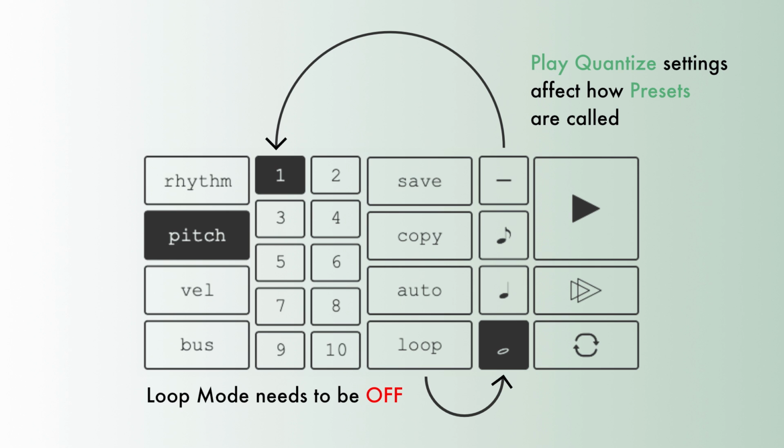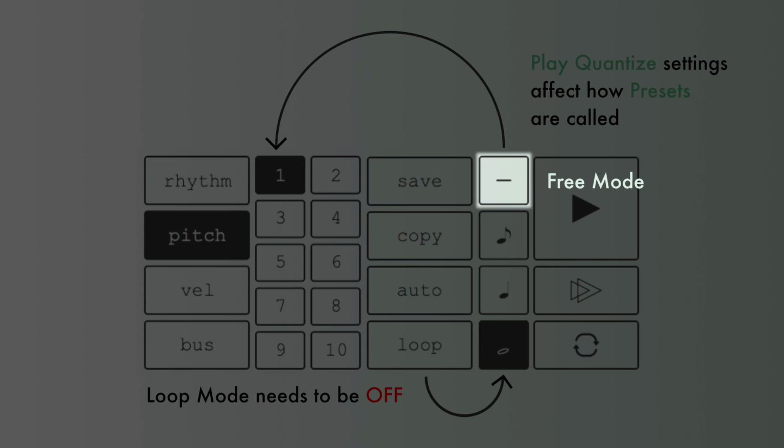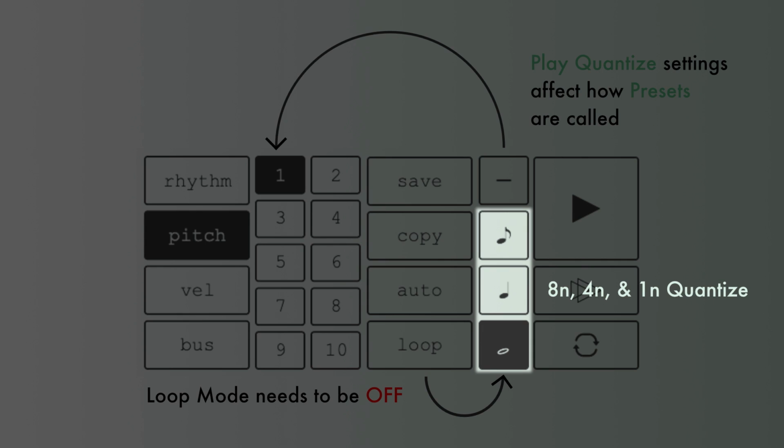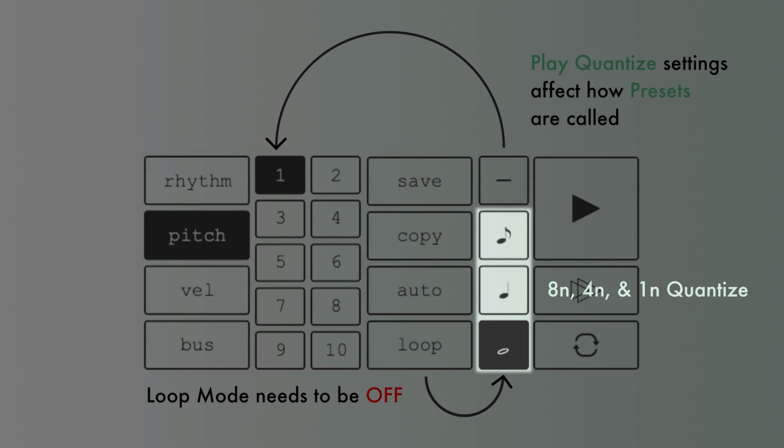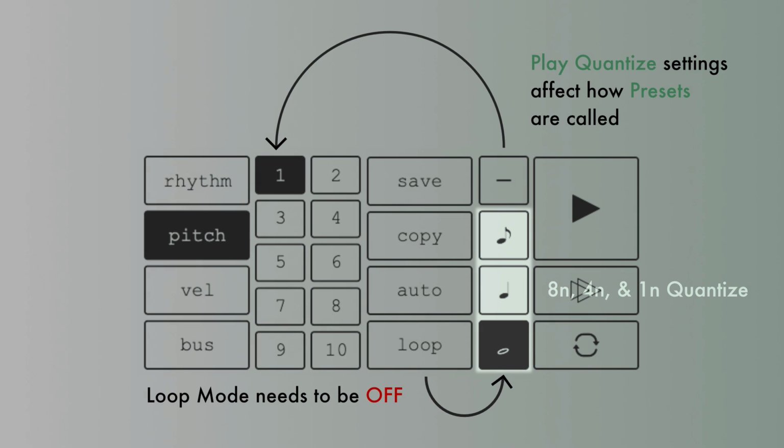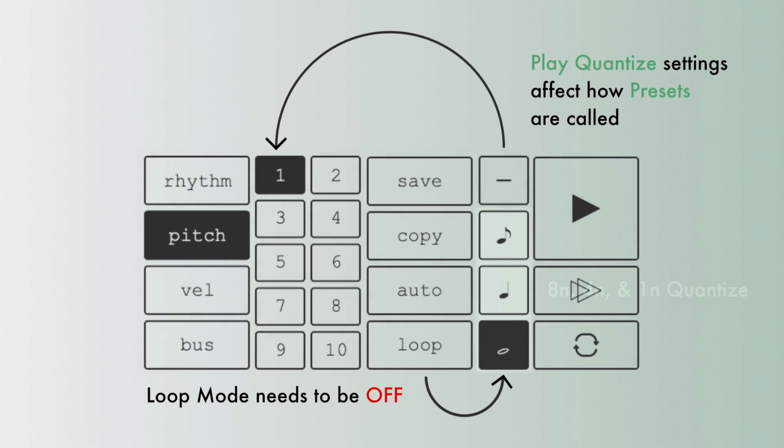When calling another preset, because we want to maintain a continuous flow of the sequence itself, in free mode, the new pattern will start as soon as the most recent note is done playing. The other three quantize settings will behave accordingly. If you call another preset, the change will take effect on the next eighth note, quarter note, or bar, respectively.